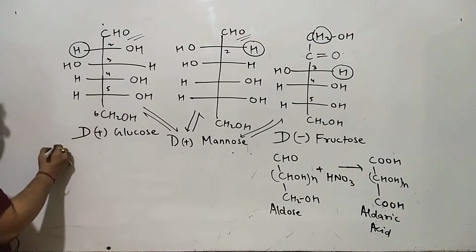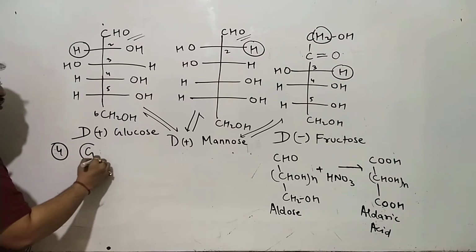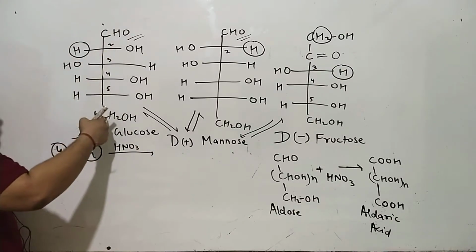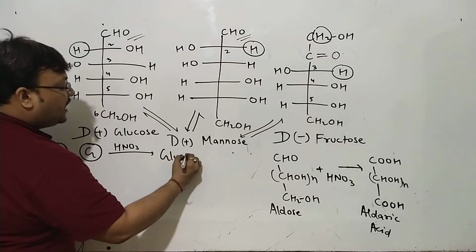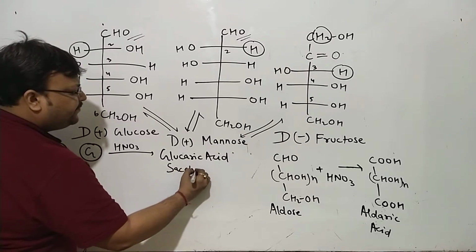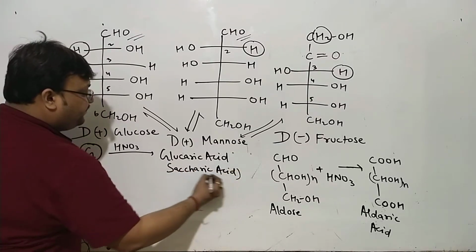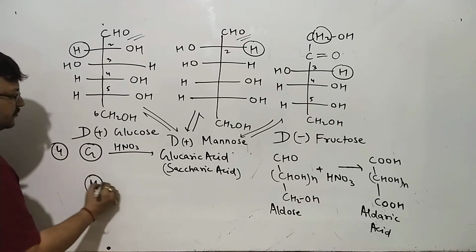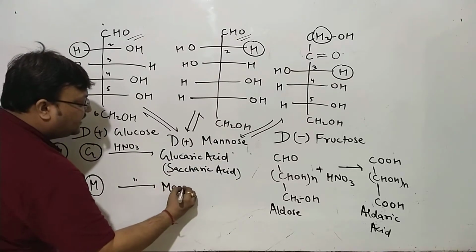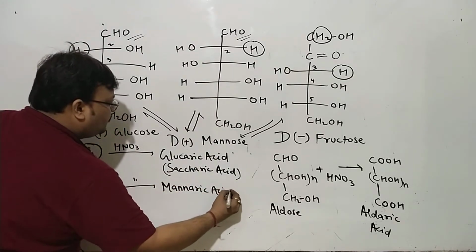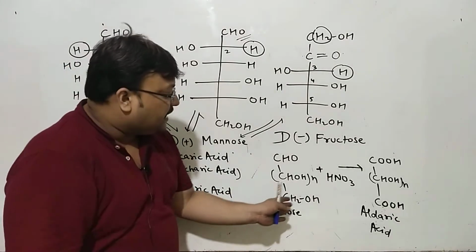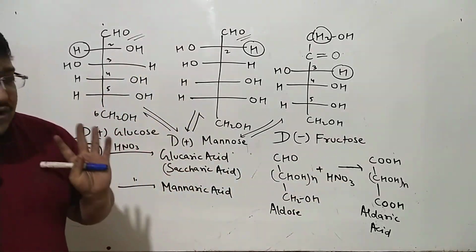And now glucose with nitric acid. Naturally, both ends becoming COOH will give you glucaric acid. Now glucaric acid is also called saccharic acid. Mannose with both ends getting oxidized will give you mannaric acid. Yet again, glucaric and mannaric acids will be C2 epimers. This is how it can be generally represented, aldose getting oxidized to aldaric acid.